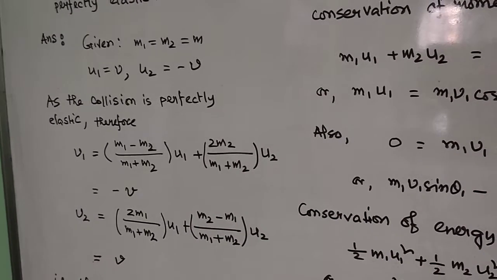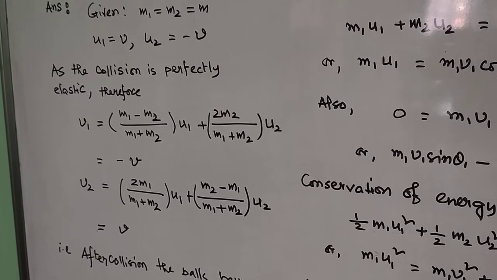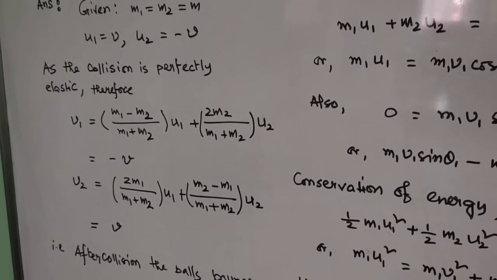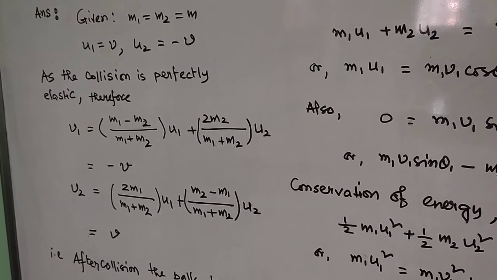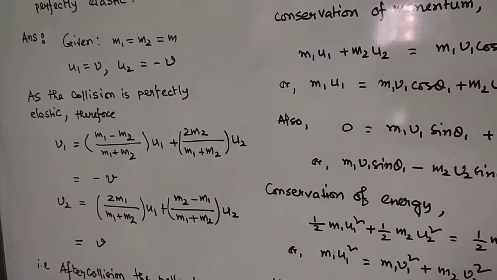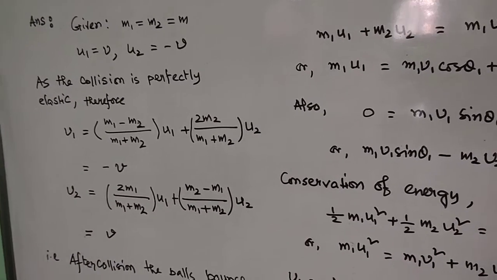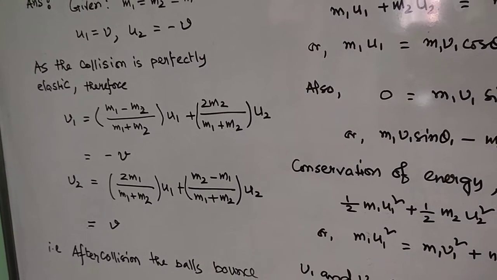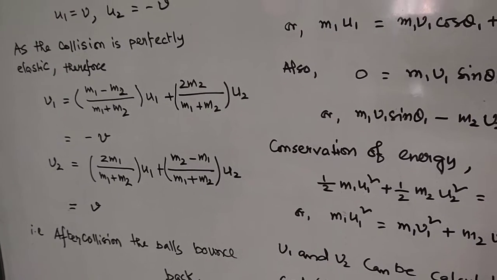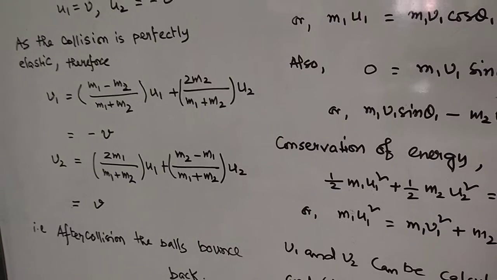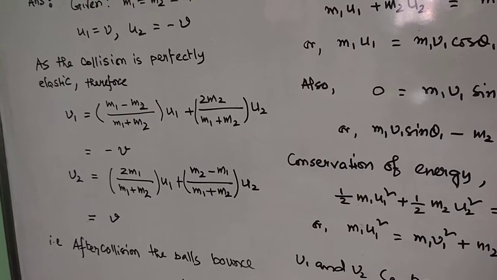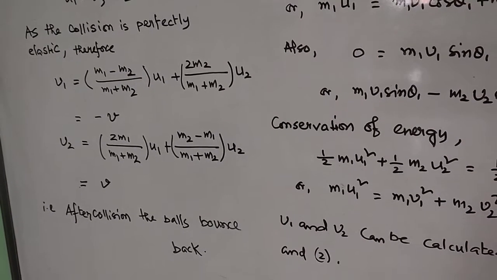Check the expression which we defined in our previous class, that is v1 equal to m1 minus m2 by m1 plus m2 times u1 plus 2m2 by m1 plus m2 times u2. If you substitute m1 equal to m2, the first term goes off, leaving the second term with u2 equal to minus v. And v2 equal to 2m1 by m1 plus m2 times u1, plus m2 minus m1 by m1 plus m2 times u2. With m1 equal to m2, the second term goes off and the first term within the bracket becomes 1, so it's u1, which is v. So you have seen that v1 equal to minus v and v2 equal to v. So what happened? After collision they bounce back.